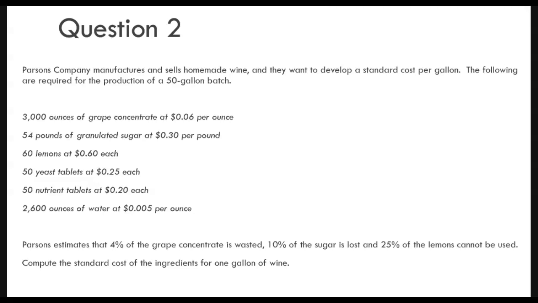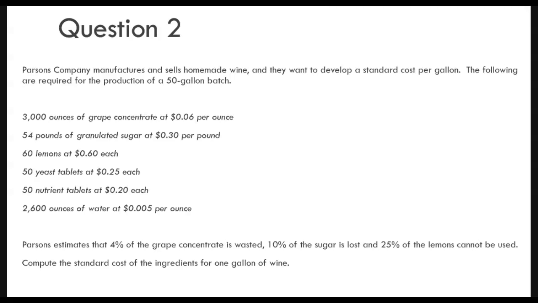So 3,000 ounces of grape concentrate, 54 pounds of sugar. And then we're told the standard price for each of those, the 6 cents per ounce for the grape concentrate, or the 30 cents per pound for the sugar. So we're told all of that information. And remember, that's for a 50-gallon batch. If we want to find the standard cost for 1 gallon, we're going to need to take those amounts and break them down into just 1 gallon amounts.